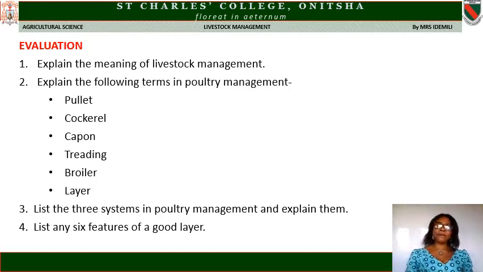Now, answer the following questions for me. 1. Explain the meaning of livestock management. 2. Explain the following terms in poultry management: pullet, cockerel, capon, trading, broiler, layer. Then number 3 question, list the 3 systems in poultry management and explain them. Then number 4, list any features of a good layer.